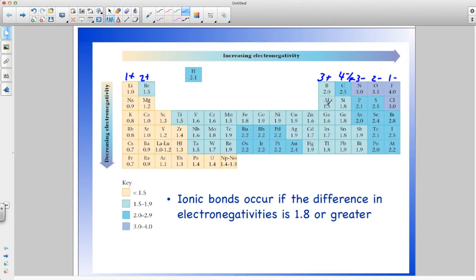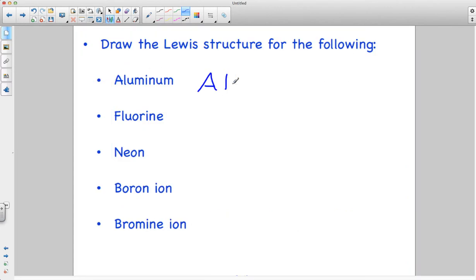Okay, so we find aluminum here in group 13, which we can also call 3. 1, 2, 3. So that means it has 3 electrons in its outermost shell. So let's go back over here and we just simply put our dots going around accordingly. If you start counterclockwise, continue counterclockwise. If you go clockwise, continue clockwise. It doesn't really matter.